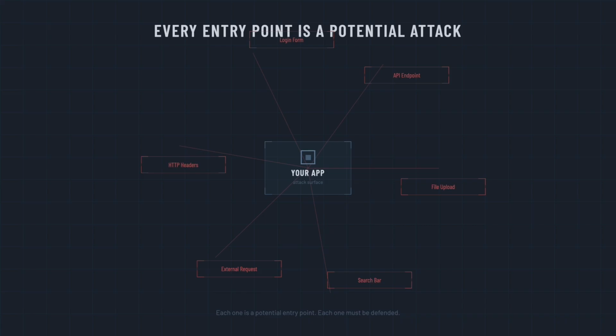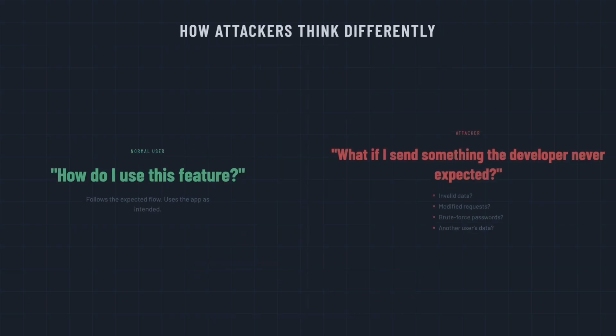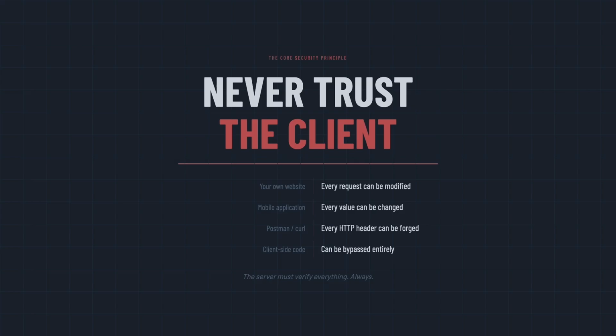Most users interact with your application exactly the way you expect them to. An attacker doesn't. Instead of asking, how do I use this feature, they ask, what happens if I send something the developer never expected? Maybe they send invalid data, maybe they modify a request before it reaches your server, maybe they try thousands of passwords, maybe they attempt to access data that belongs to other users, maybe they look for information your application accidentally exposed. Security isn't about assuming people will follow the rules, it's about assuming someone eventually won't.